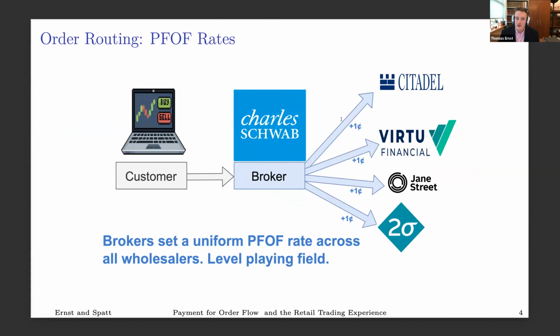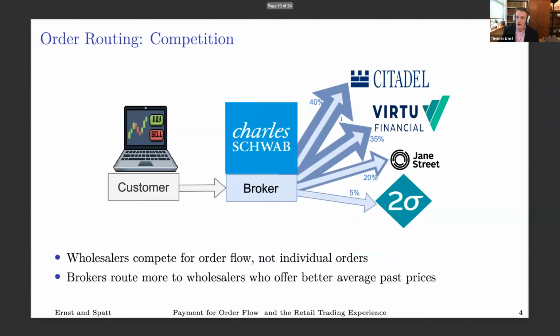So what brokers have done to mitigate this is they'll set a uniform PFOF rate across all wholesalers. So if Schwab is charging Citadel 1 cent for every order they send, they'll charge Virtu, Jane Street, and 2 Sigma, those are all different wholesalers, the same rate. And then the way competition actually works in this market is it is based on aggregate prices. So in every individual order, you're not going to call up every single wholesaler. You don't have time. You send the order to one wholesaler and they have to immediately fill it.